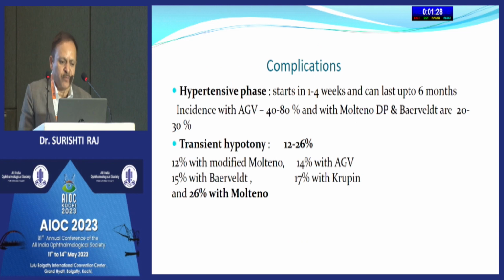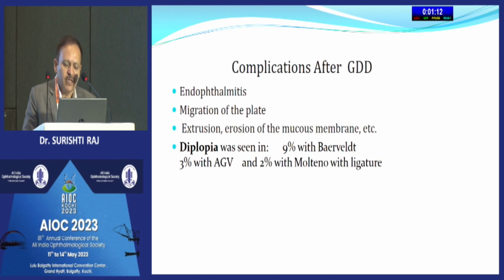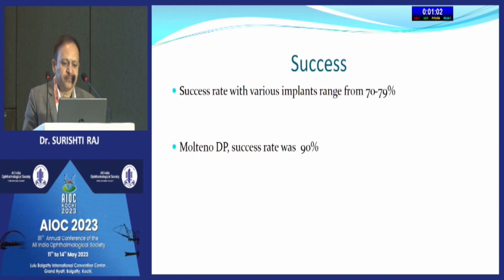So we can expect complications. The hypertensive phase is seen more with the AGV or valvular implants, and there can be transient hypotony varying from 12 to 26% of the cases, but most of the time it settles down. Other complications can be encountered, like migration of the plate or tube erosion. Diplopia is usually seen with Baerveldt, almost 9% of the cases. The success of the implant varies from 17 to 79%, and maximum success is seen with the Molteno double plate.